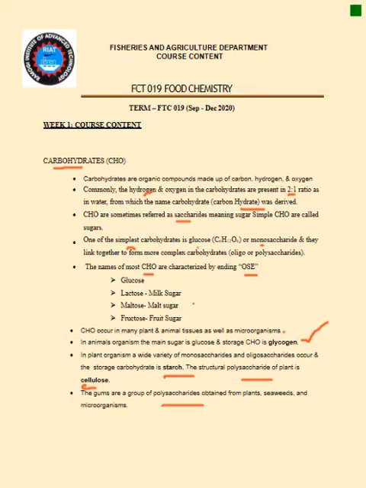Carbohydrates are organic compounds made up of carbon, hydrogen, and oxygen. In most cases, the hydrogen and oxygen atoms in carbohydrates are in the ratio 2 to 1. And whenever you have two hydrogen atoms and one oxygen atom, it forms a water molecule, so we say that thing is hydrated. In carbohydrates also, we have two atoms of hydrogen and one atom of oxygen, in the ratio 2 to 1.